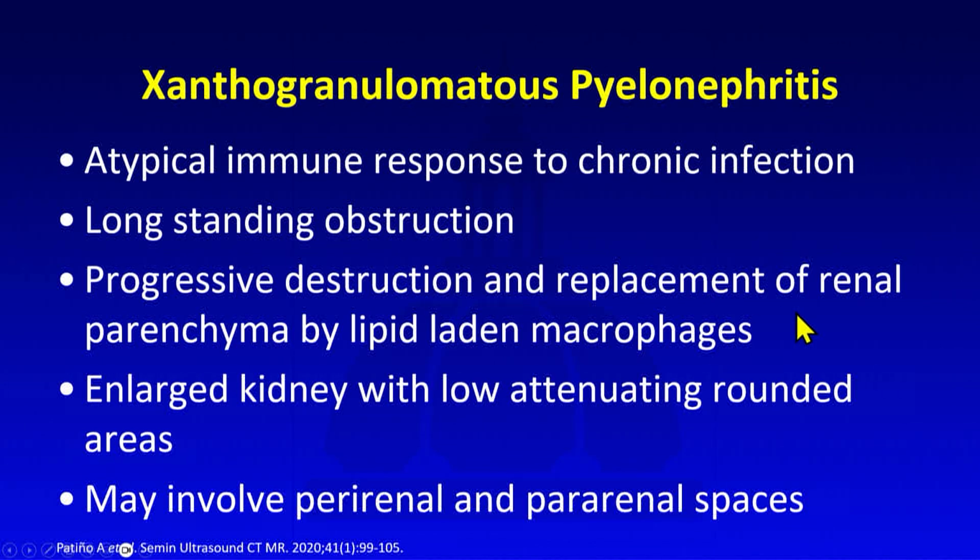Pyelonephritis, there are also different forms, including xanthogranulomatous pyelonephritis, which is an atypical immune response to chronic infection caused by long-standing obstruction, usually by those staghorn calculi. This leads to progressive destruction and replacement of the renal parenchyma by lipid-laden macrophages. Classically, we see an enlarged kidney with low attenuation rounded areas, and XGP may involve the perirenal and pararenal spaces.